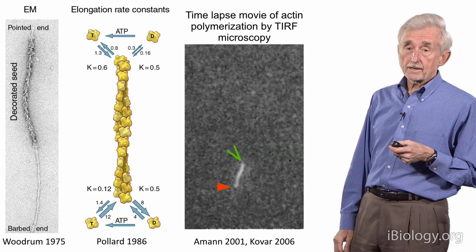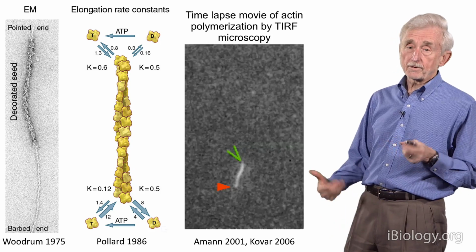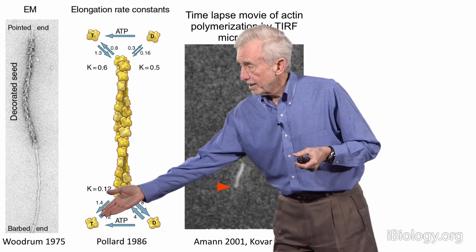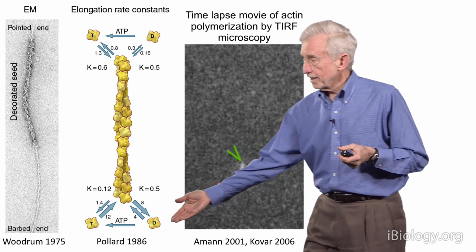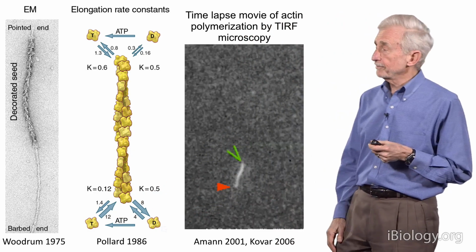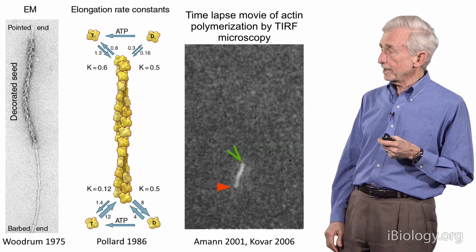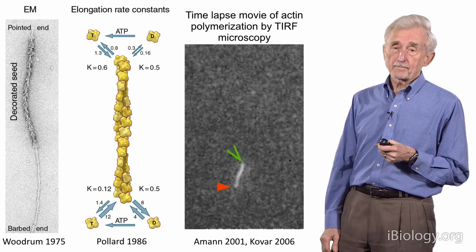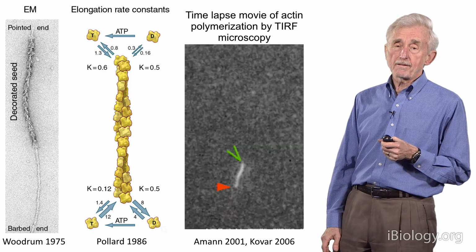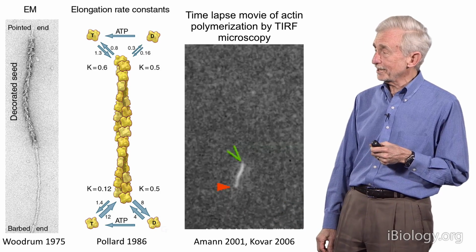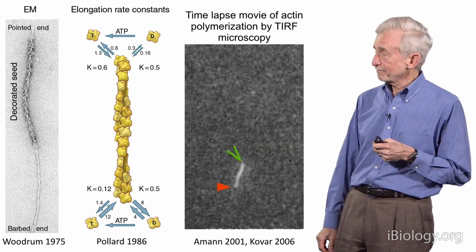A decade later, I used electron microscopy to measure the rate constants for the addition of ATP actin and ADP actin to the 2 ends of the filaments. There are 8 numbers here. These are the rate constants for the reactions, and these numbers have been the foundation for all future studies of actin assembly.